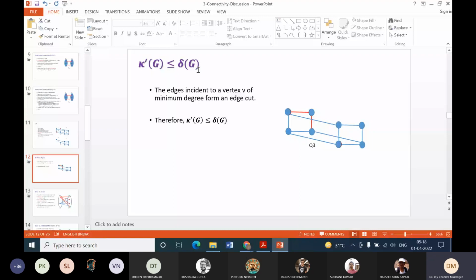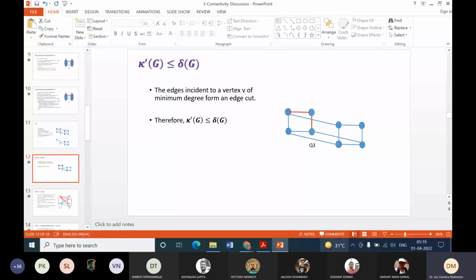Now that is very obvious because if some vertex has minimum degree, like in this graph this vertex has the lowest degree, then the edges incident to it, if I delete them, basically disconnect the graph. So the edges incident to a vertex V of minimum degree form an H cut. So definitely chi prime G must be less than or equal to delta G. Okay, so that is a very straightforward proof.